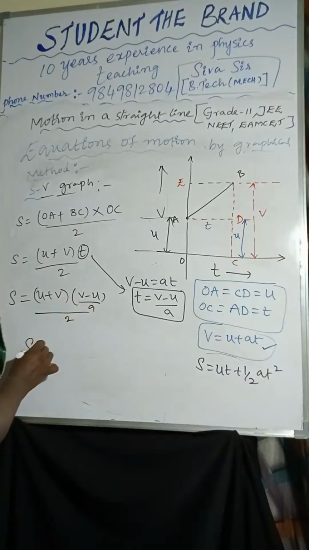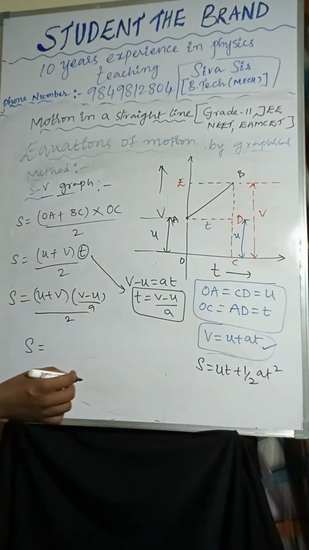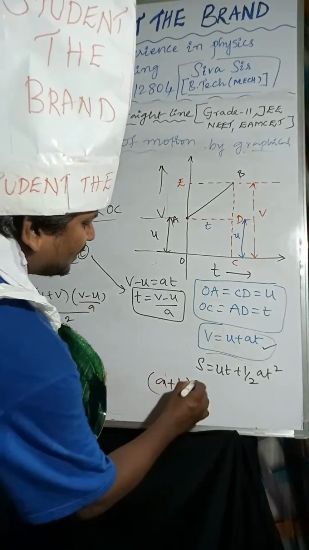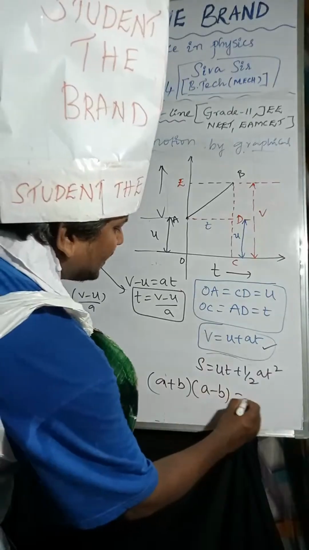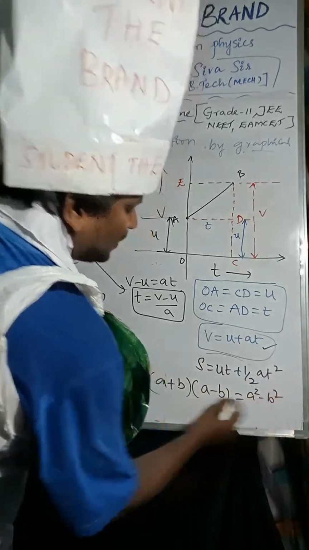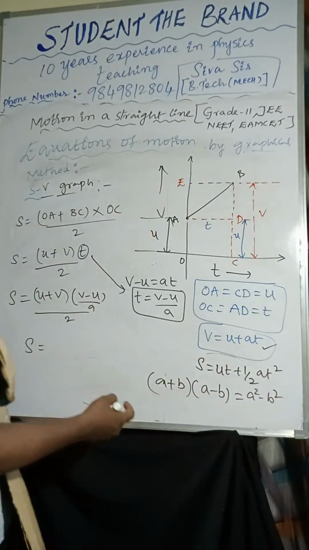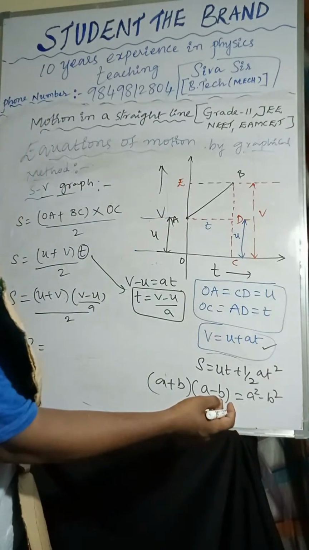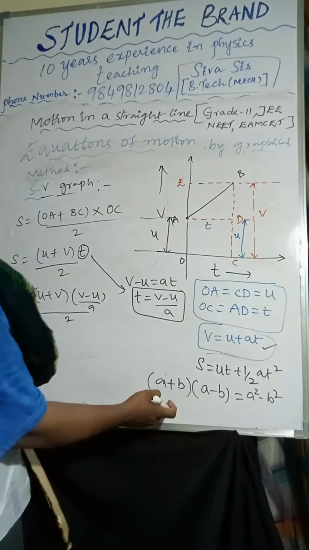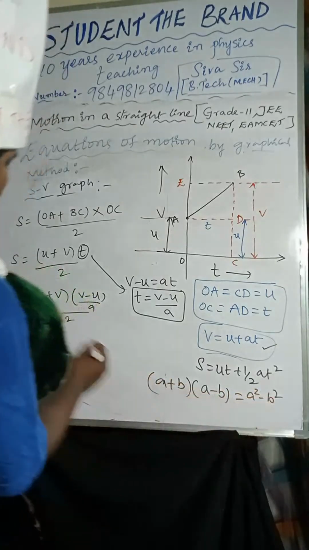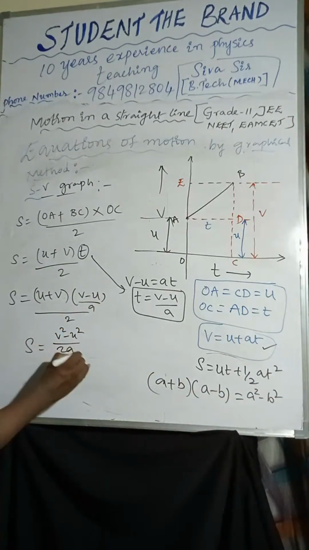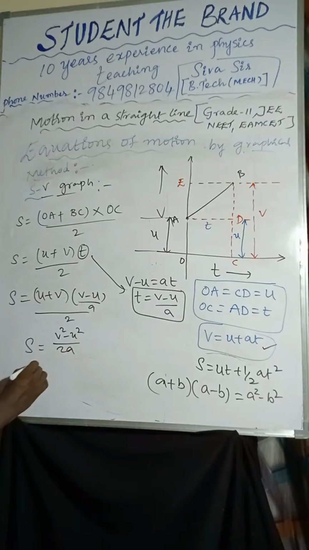Then S equal to, if this is here, we can take A plus B into A minus B, that is A square minus B square. A plus B into A minus B equal to A square minus B square. Now we get V square minus U square by 2A. So from this we'll get V square minus U square equal to 2AS.